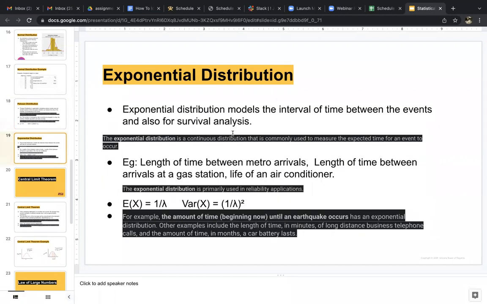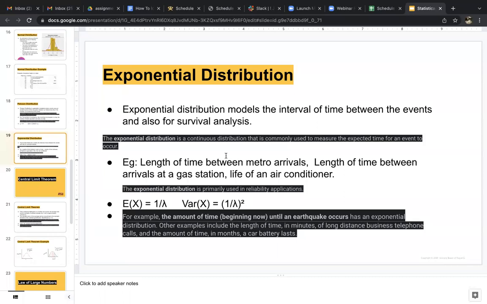The next and the last one which we are going through is the exponential distribution. So what is an exponential distribution? It is a continuous distribution that is commonly used to measure the expected time for an event to occur. So exponential distribution models the interval of time between the events and also for survival analysis. So basically, it is the time span. It basically calculates the time span between two events.